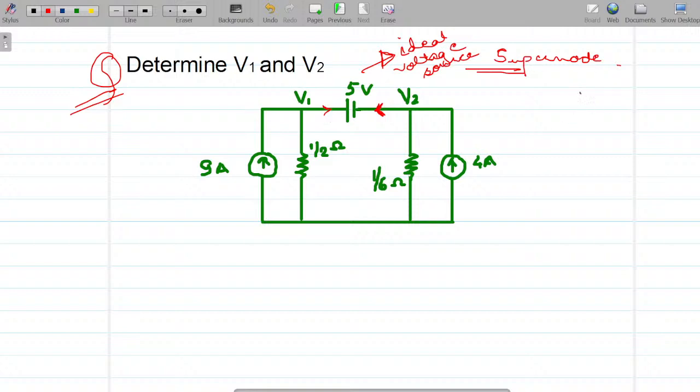Because the potential difference V1 minus V2 divided by what is the resistance here? V1 minus V2 is 5 given, but the resistance is 0. This is an ideal voltage source, so the resistance is 0. So this is definitely not true. So how are you going to approach such a question? Tell me.